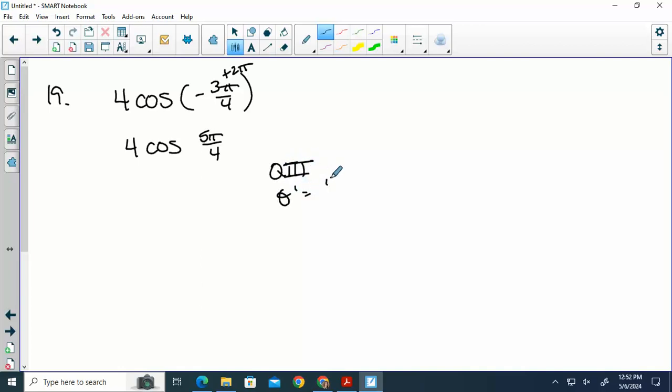Reference angle is pi over 4. The 4 on the outside is just staying. And quadrant 3, is cosine positive or negative? Negative. Okay, what is the cosine of pi over 4? So if I take that times 4, you give me negative 2 radical 2.